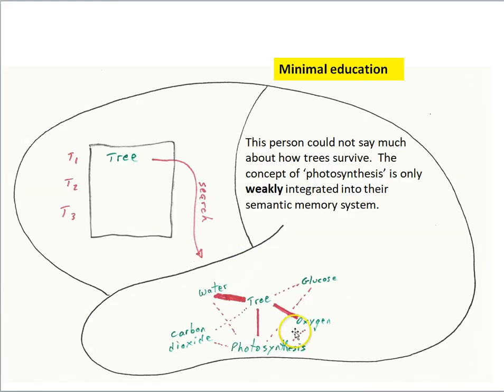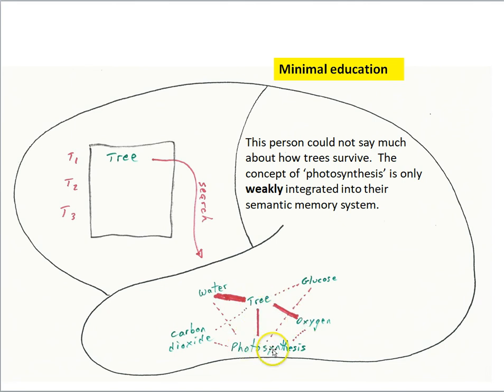Now we're going to use this sort of diagram to illustrate the difference between someone with a minimal education and someone with a lot of education. This person could not say much about how trees survive. So let's say we load up tree in their working memory. We want to know, how do trees survive? Well, they're going to activate the tree concept in their semantic network, and they're going to try to activate related concepts. They might know that trees require water, maybe trees release oxygen, and they might have heard of photosynthesis, but it's not really a strong link here.